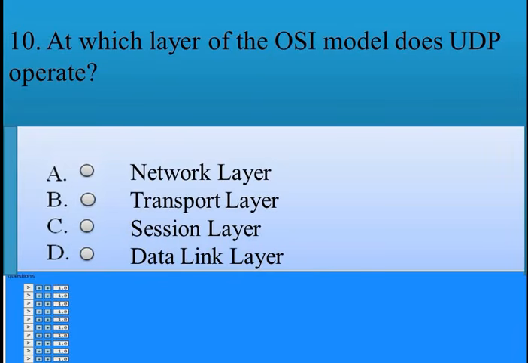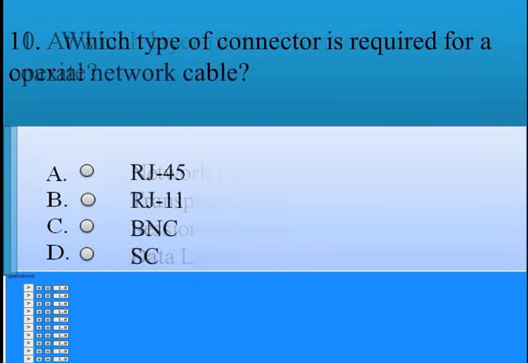Transport layer. Question number 11. Which type of connector is required for a coaxial network cable? A. RJ45 connector. B. RJ11 connector. C. BNC connector. D. SC connector. The correct answer is C.